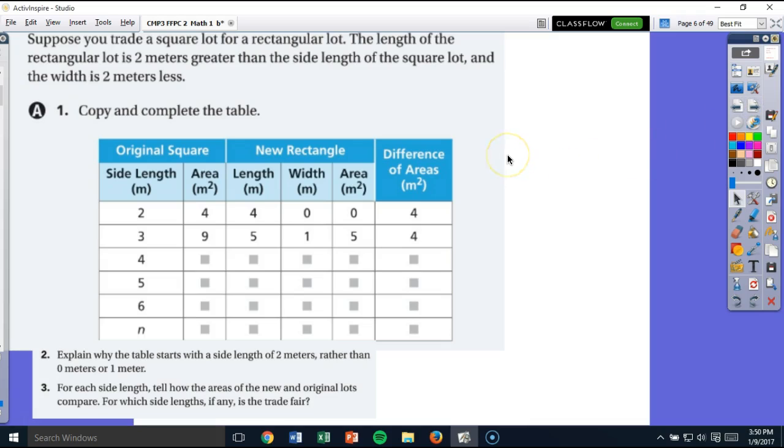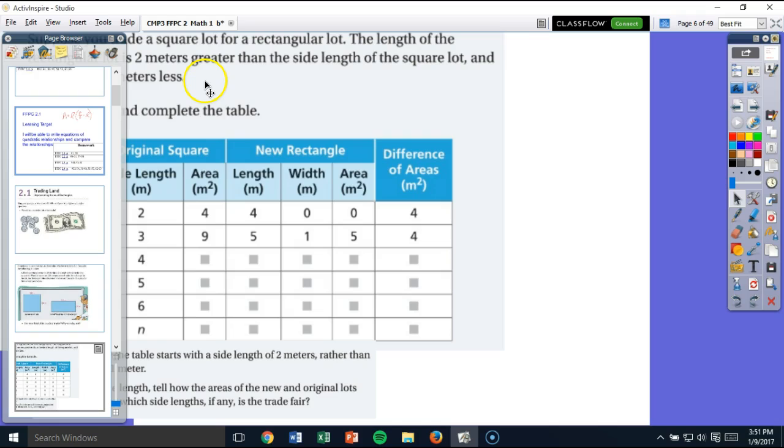So as we look at page 26 and we begin with our problem 2.1 part A, it says suppose you trade a square lot for a rectangular lot. The length of the rectangular lot is 2 meters greater than the side length of the square lot, and the width is 2 meters less.